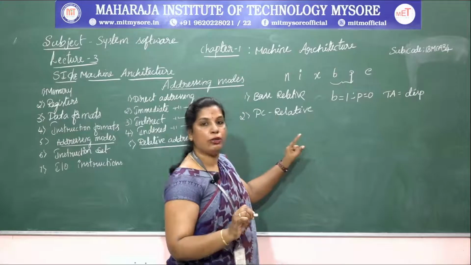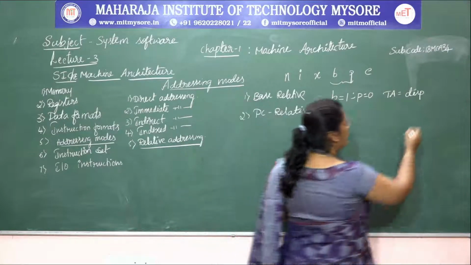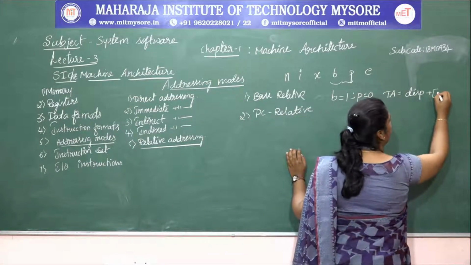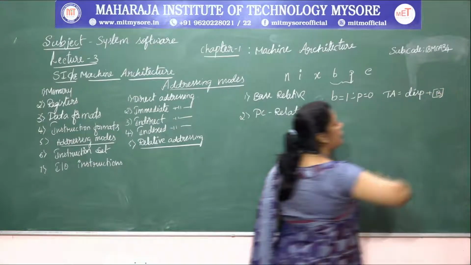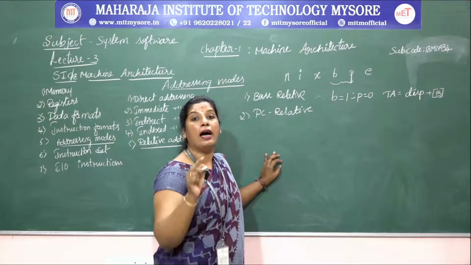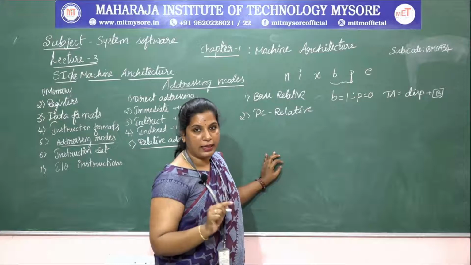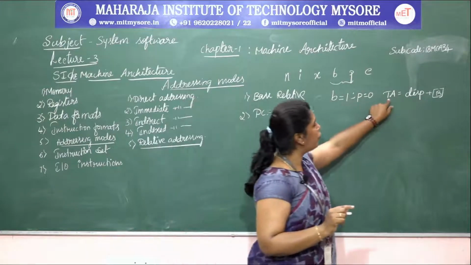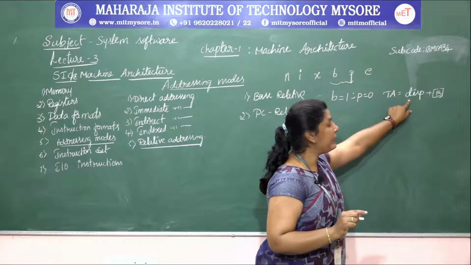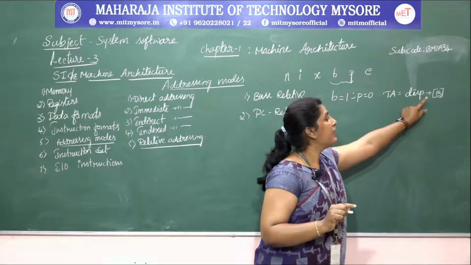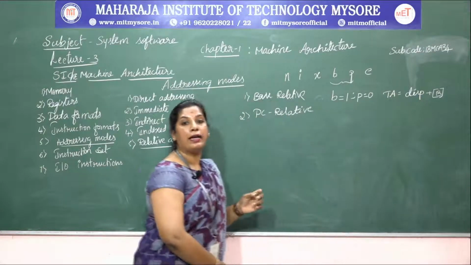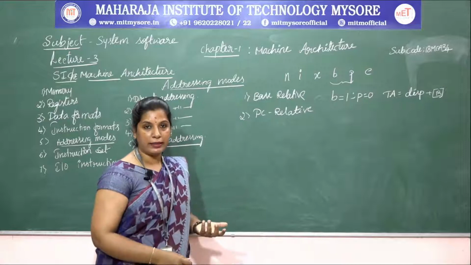Target address is equal to displacement plus the content of the base register. What is the content present in that base register at that time? So the target address is calculated by adding the displacement value plus the content of the base register at that time. Then we will get the target address.